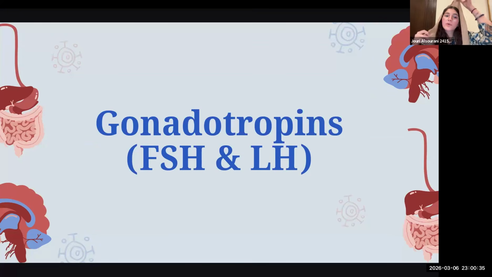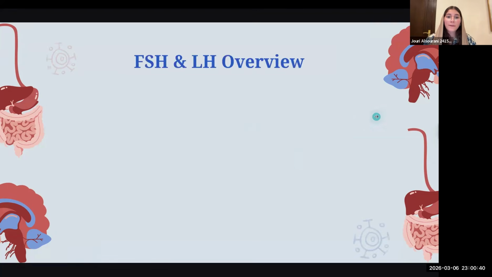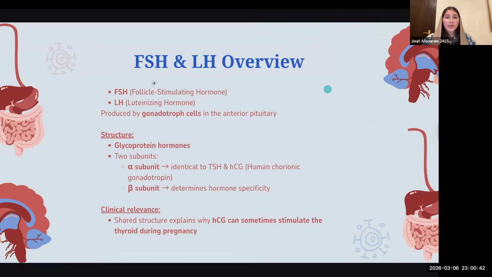Okay. Now we're going to be discussing the gonadotropins, which are FSH and LH. Okay, FSH is follicle stimulating hormone. LH is luteinizing hormone. These are both going to be produced by gonadotroph cells in the anterior pituitary. Like the TSH, these are also glycoprotein hormones.